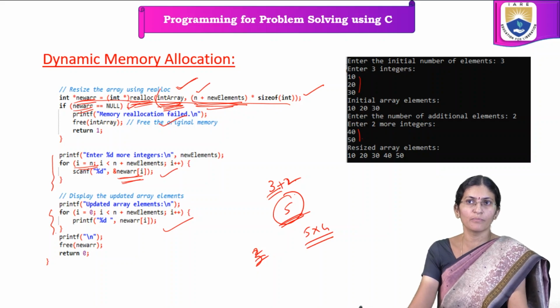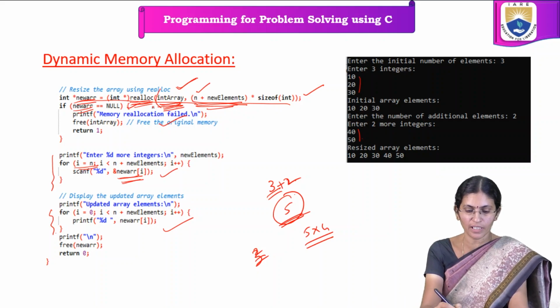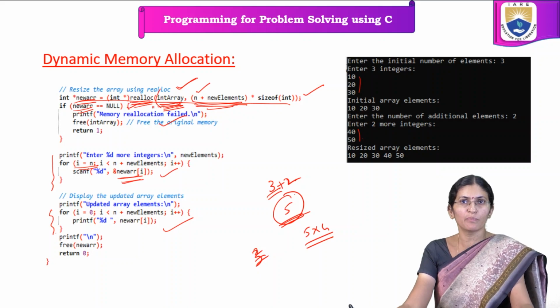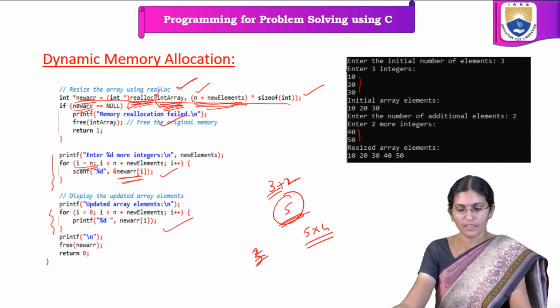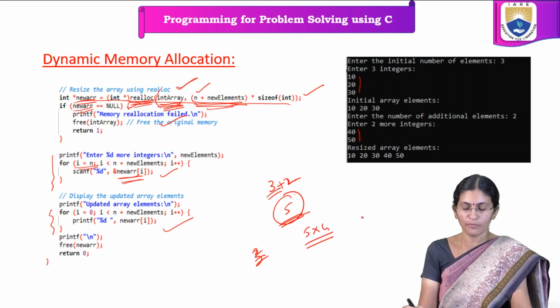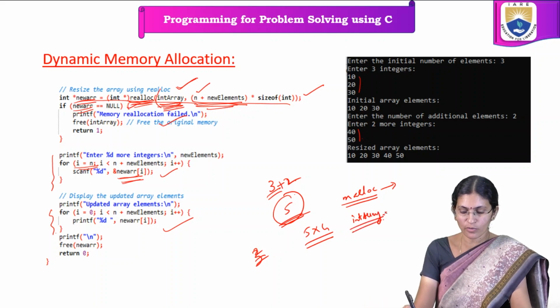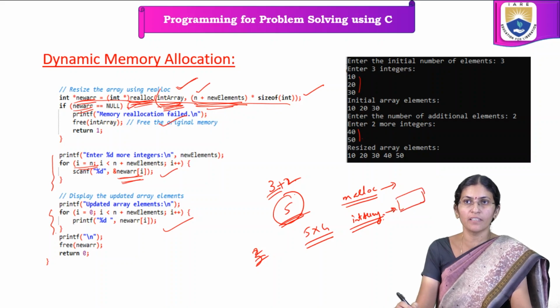So this is a simple program of dynamic memory allocation by making use of the realloc function. What we have done here is, we have allocated memory for 3 integers by using the malloc function. First we used the malloc function, and the address returned by malloc is stored in int ARR. This is the pointer variable which we have declared, and it stores the base address of the 3 integers which we created using malloc.